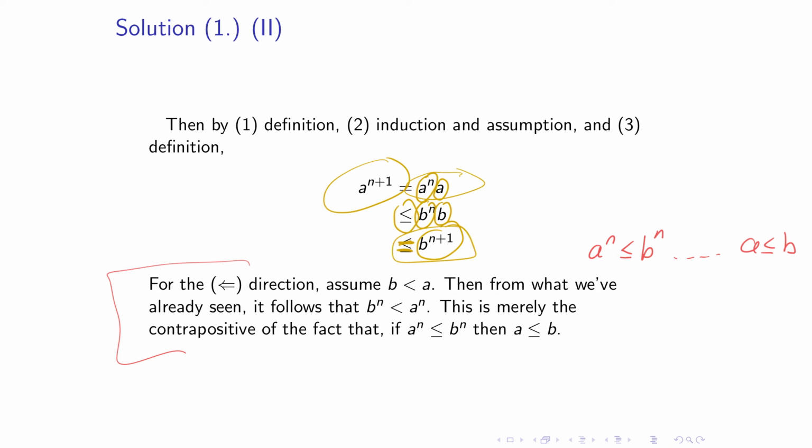What I feel is much clearer is to attempt the contrapositive. So the contrapositive would have us negate the consequent, and that means assuming that b is strictly smaller than a. From this, we would want to derive the negation of the antecedent. So we are working toward the statement that b to the n is strictly less than a to the n.